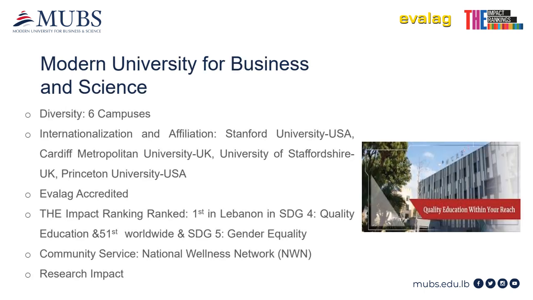The Modern University for Business and Science is a multi-campus university. It has 6 campuses, and what's special about it is that it is so active in terms of internationalization. We always look for collaboration and affiliations with universities worldwide in order to bring some cross-cultural awareness and interaction between students from different areas of the world under globalization.